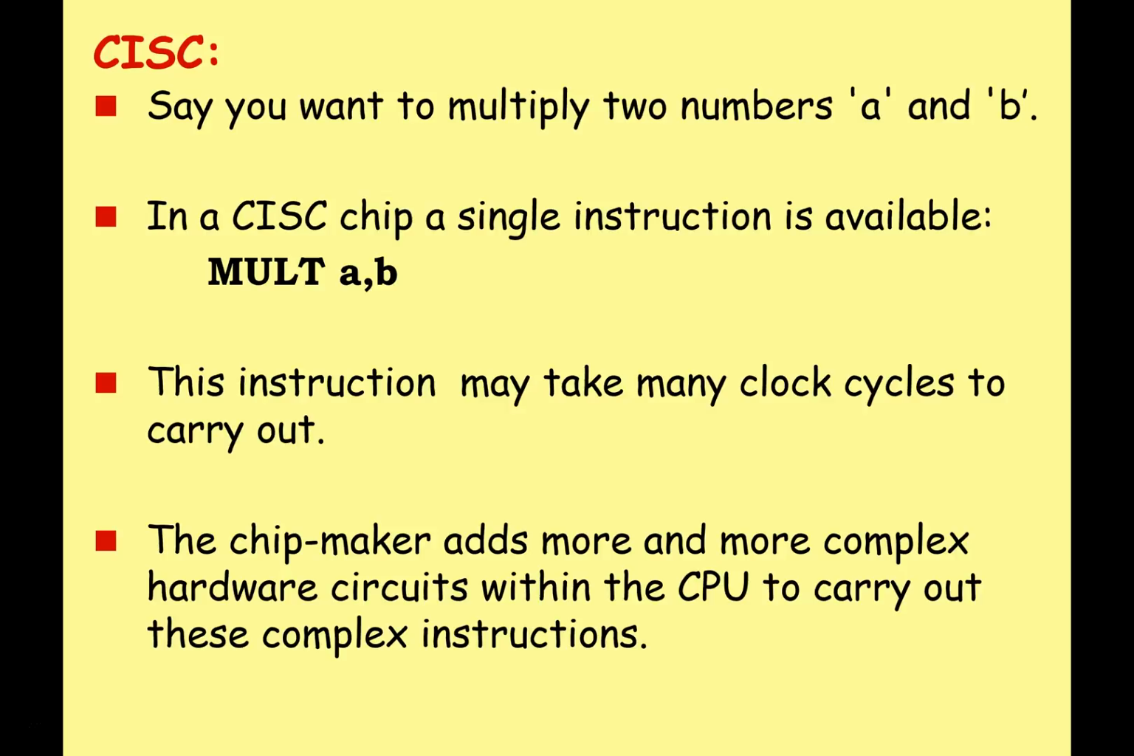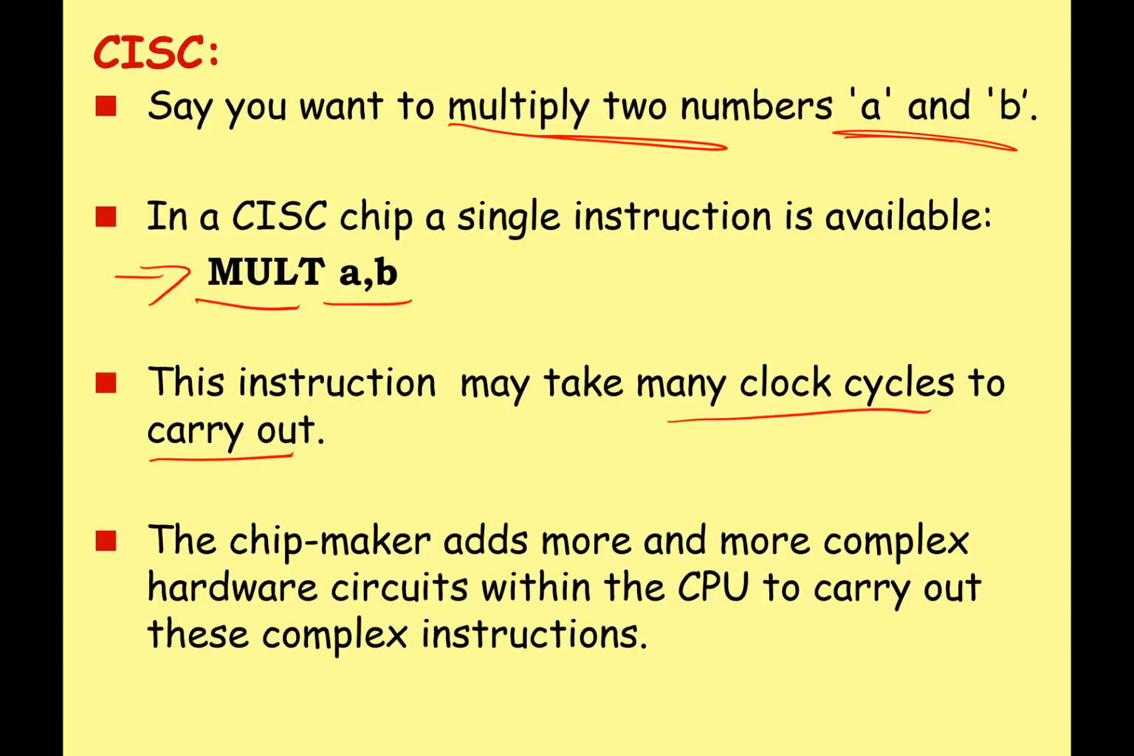Let's go through CISC in a bit more detail. So let's imagine I want to multiply two numbers A and B. In a CISC chip, there is a single instruction available. So for example, MULT A B that will multiply value A and value B together. So it's only one instruction. However, it may take many clock cycles to carry out. Multiplication is quite difficult. It's more difficult than addition or subtraction because multiplication is repeated addition. So there's one instruction, it's nice and convenient, but it could take lots of clock cycles to carry out.